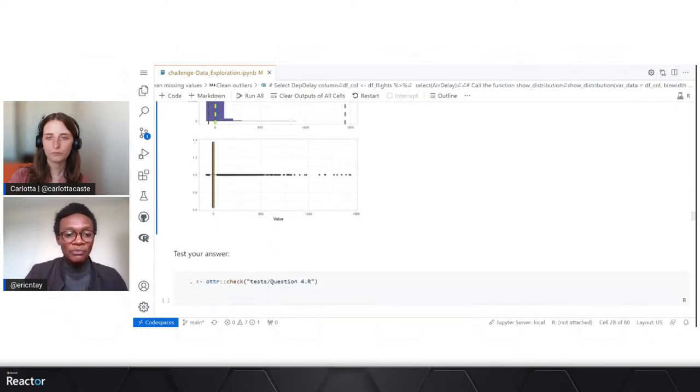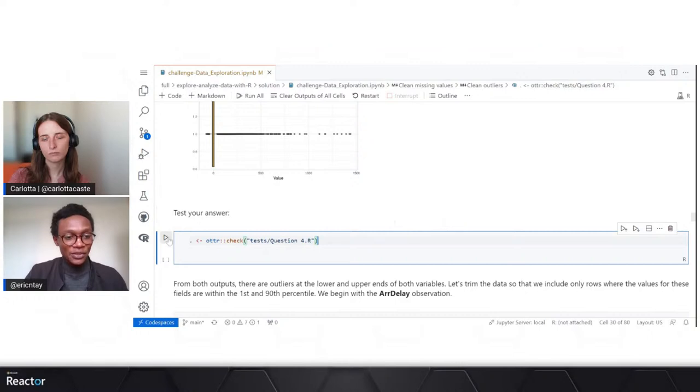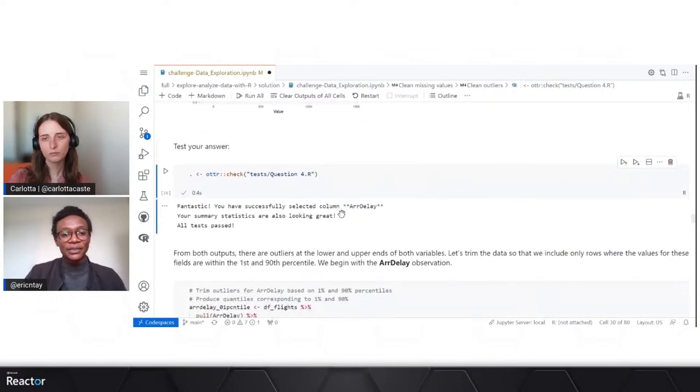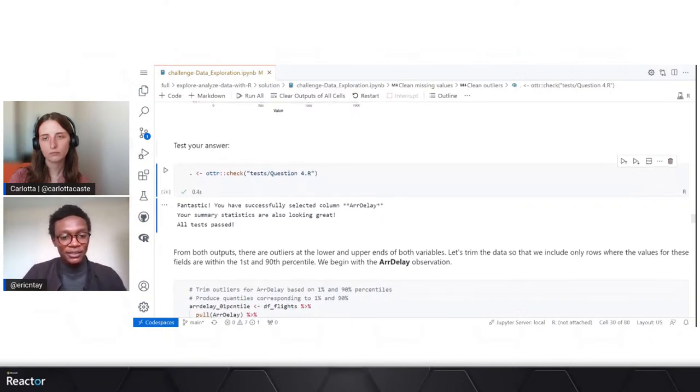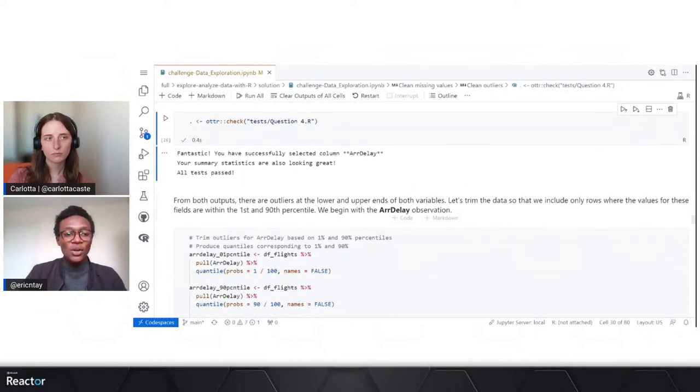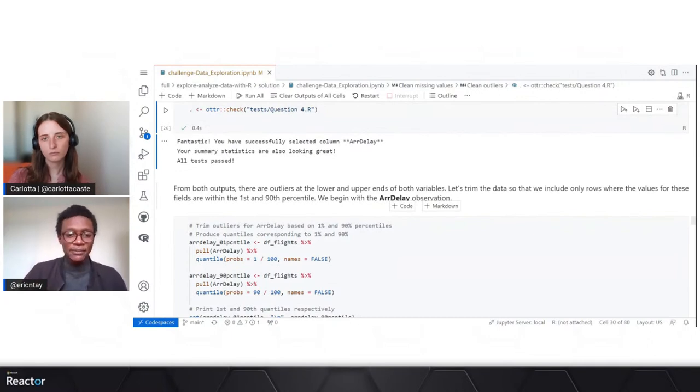So this gives us a hint that these two columns have a lot of outliers, and we have to deal with them before we can continue our data analysis. So again, we can run the code chunk to check whether our answers were correct. And we were able to successfully select the arrival delay column and pass it to the show distribution function that showed us the summary statistics. As I mentioned earlier, from both outputs we have outliers at both ends, below zero and above zero.